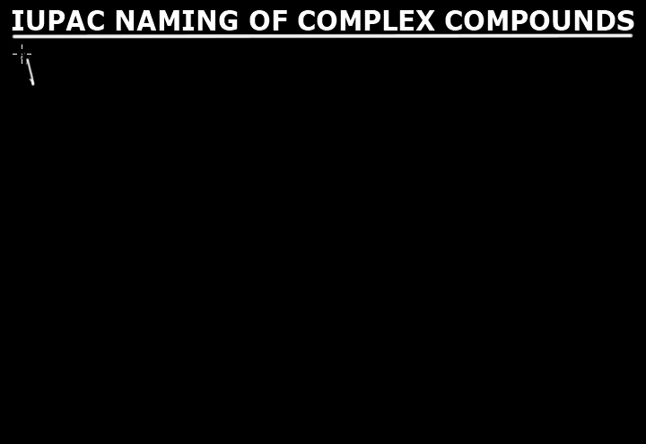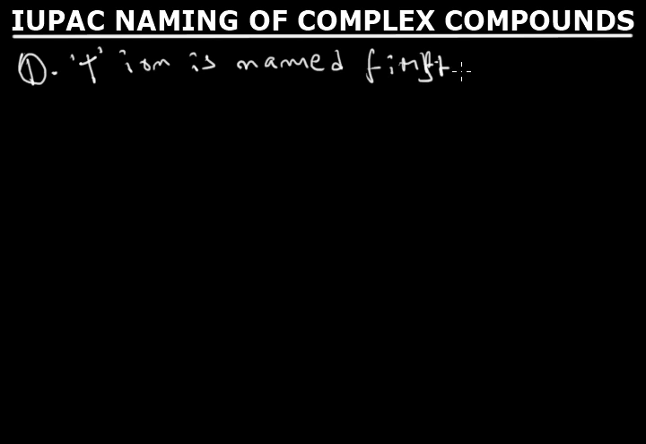Number 1. First, we name the positive ion of the complex compound. The positive ion is named first. Then the negative ion.